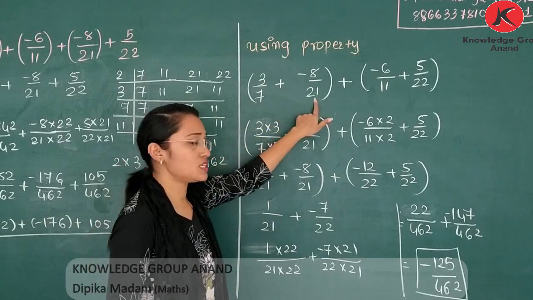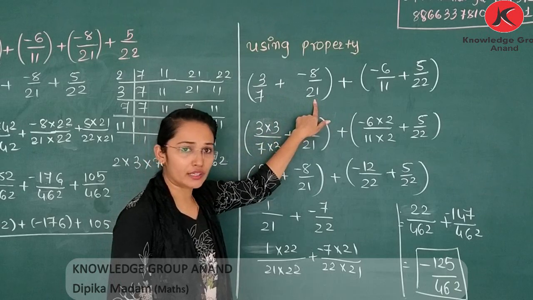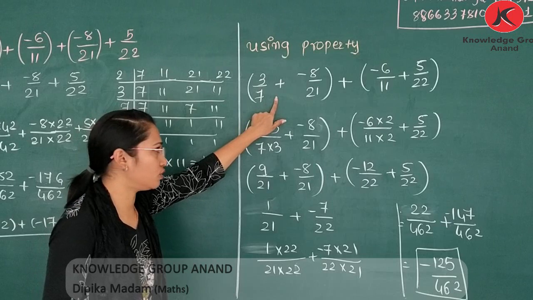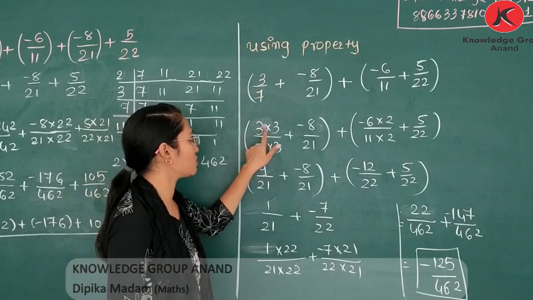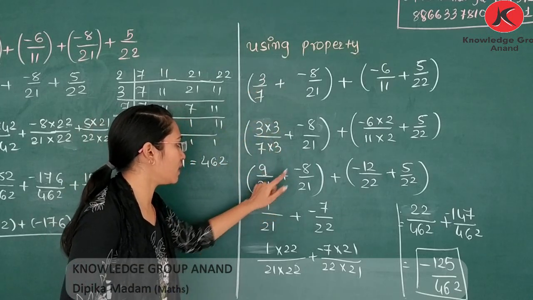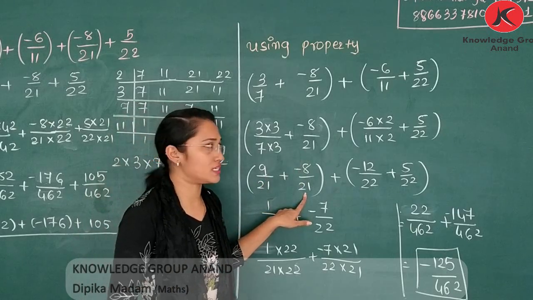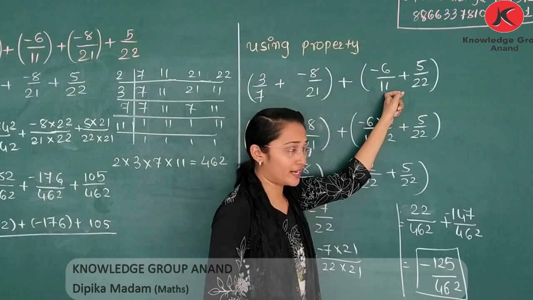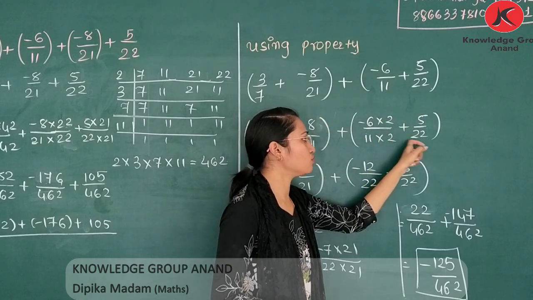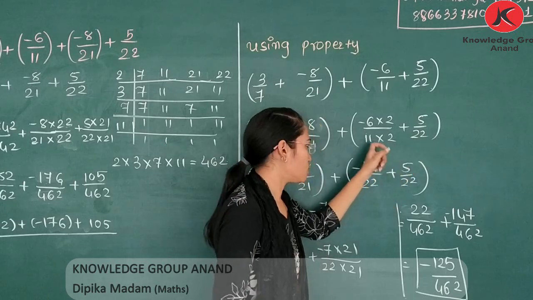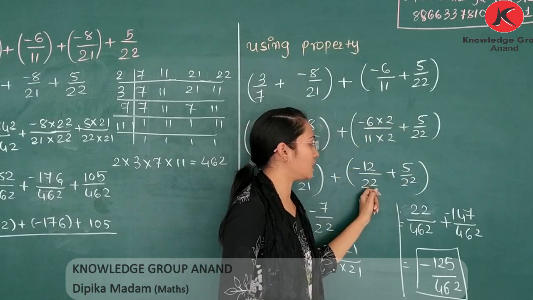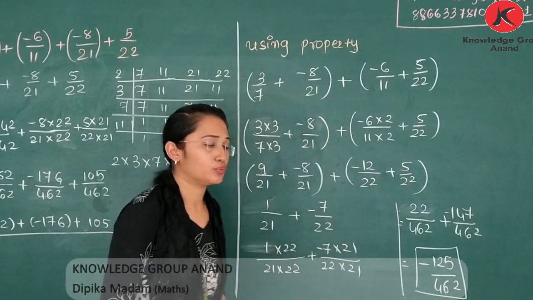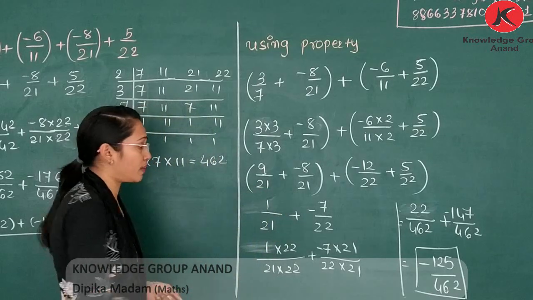Here the LCM is 21. Already 21 is there, so no need to multiply any number. Here 7 needs to be multiplied by 3, and the same number in the numerator. So 3 3s are 9, and minus 8 by 21 is as it is. On this side the LCM is 22. So 11 needs to be multiplied with 2, and 22 is as it is. So minus 6 2s are minus 12, that is minus 12 by 22, and 5 by 22. Now we will solve with this bracket.